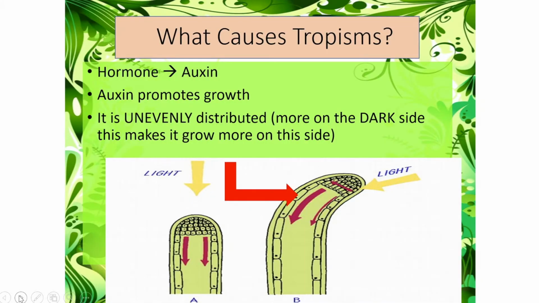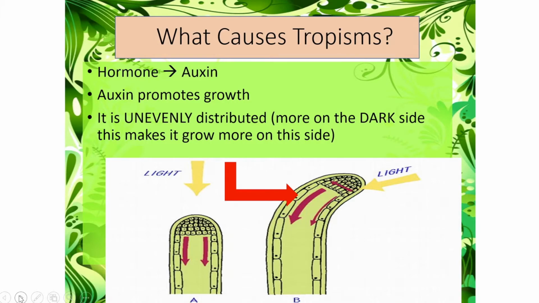So what actually causes tropisms? Well, if we look at the detailed structure inside a shoot, we can see that the tip of the shoot is made up of many cells, particularly right at the very tip of the shoot. The hormone that controls the growth of the plant is called an auxin. Auxin promotes growth. In other words, it causes the cells to elongate to get bigger quicker. If light comes from the top of the plant to the shoot, then all the cells in the tip receive the same amount of light and they all grow equally, causing the shoot to grow upwards.